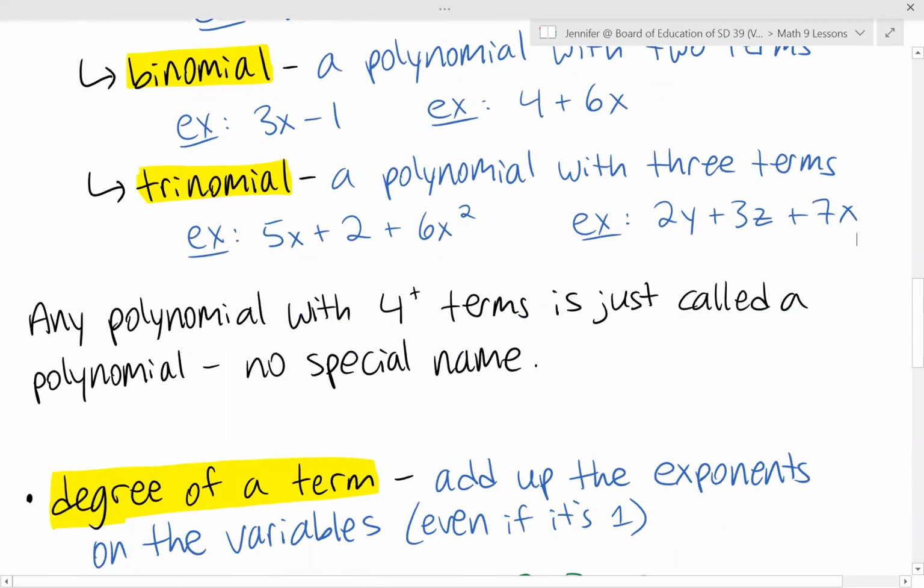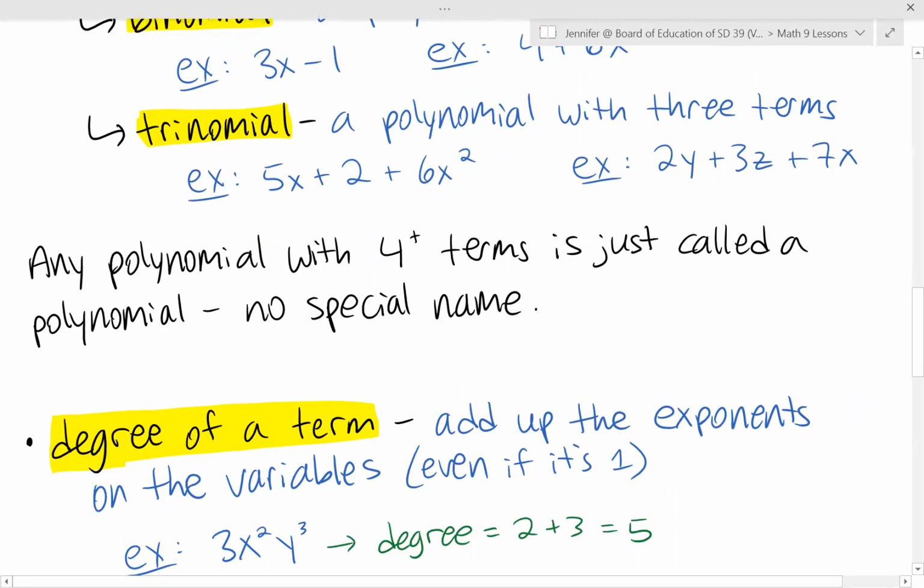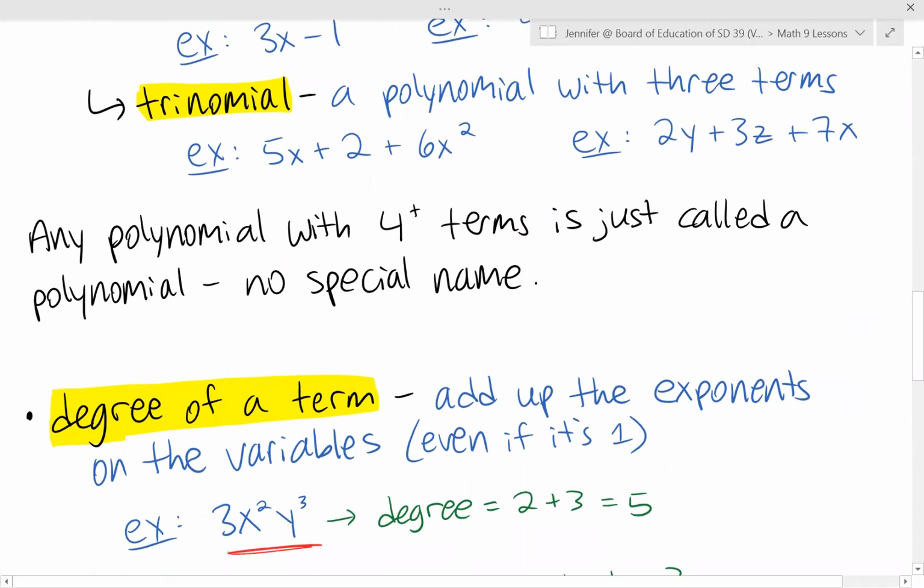The last kind of new thing to learn here is degree. First, we can find the degree of a term. We do this by adding up the exponents on the variables. So chapter 3 was all about exponents. We know how to work with those. To find the degree of a term, you just add up all the exponents that exist, even if it's 1. So in this first example, the exponents on the variables, we've got 2 and we've got 3. So this degree would be 5.